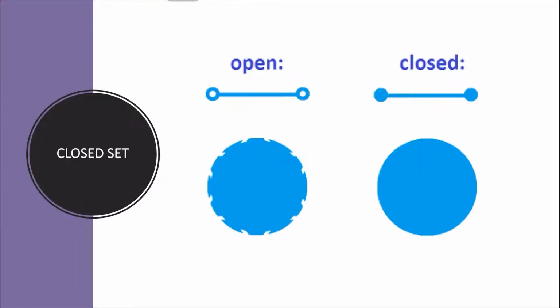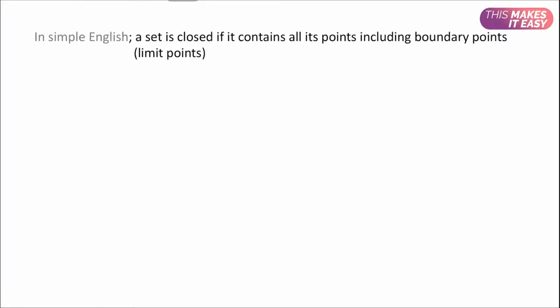Hi friends, today we are going to discuss the closed set. In the earlier video I discussed the open set, so I would suggest watching that video, then this concept will be very easy to understand. In simple English, a set is closed if it contains all its points, including boundary points as well.